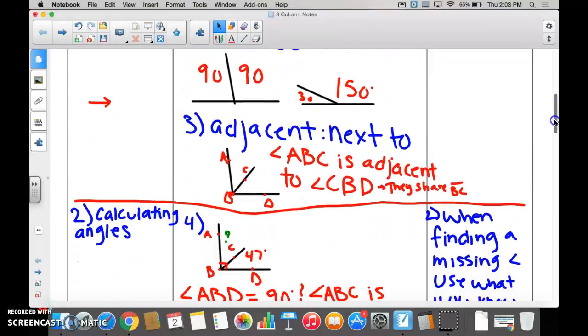And then we have the word adjacent, which was new to most of you, not all of you, but most of you, and that was next to. So angles that share a line. So in this case, it was line segment BC, angles ABC and angle CBD. They're adjacent, and they share line segment BC.